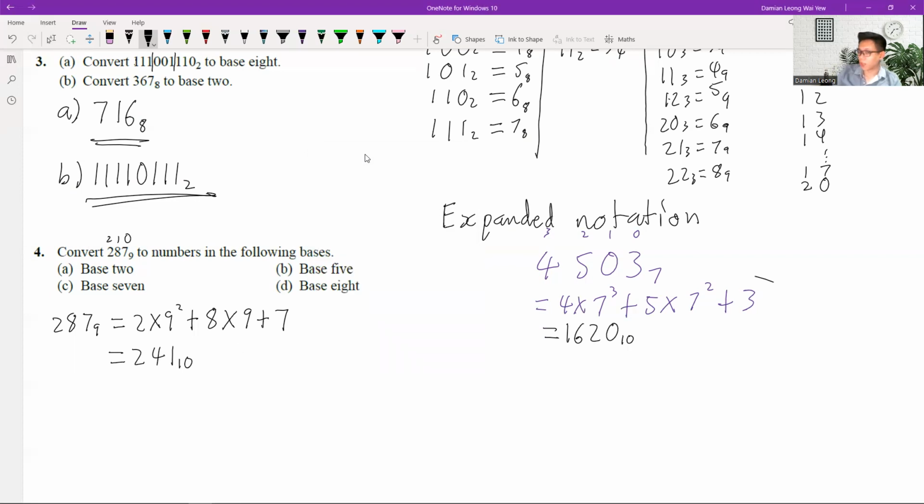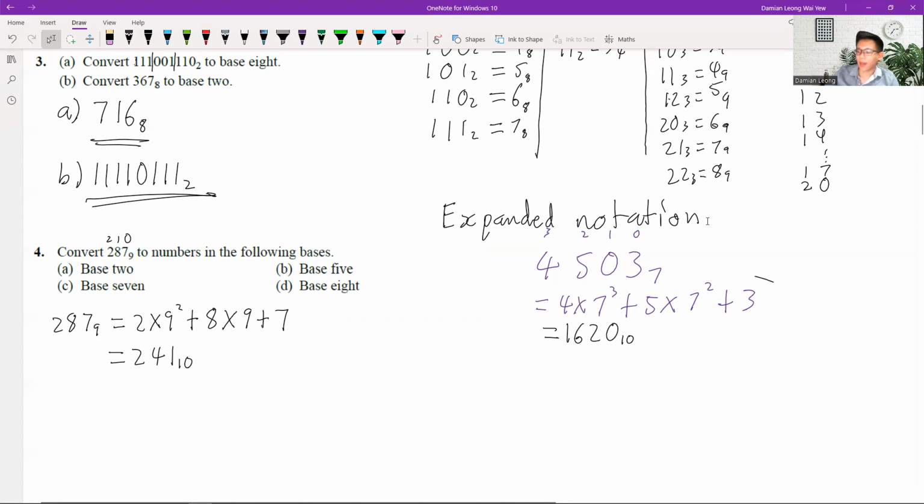Now, once we get base 10, we also need to know how to convert from base 10 to any base that we want. So how do we convert a number from base 10 to whatever base that we want?